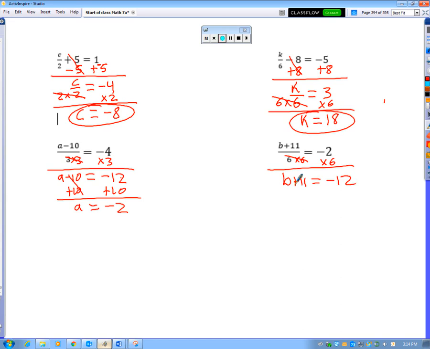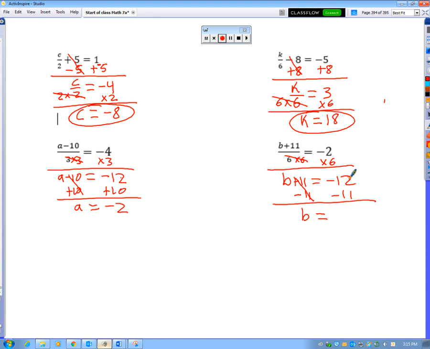Now I just need to get rid of this plus 11 by doing the opposite. Cancel it off by doing minus 11, cancel, minus 11 over here. Draw your line across, bring down what we still have. We have b, we have equals. Now let's just do the math over here. We have negative 12 minus 11.